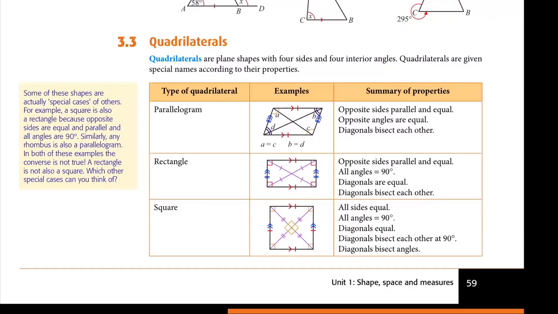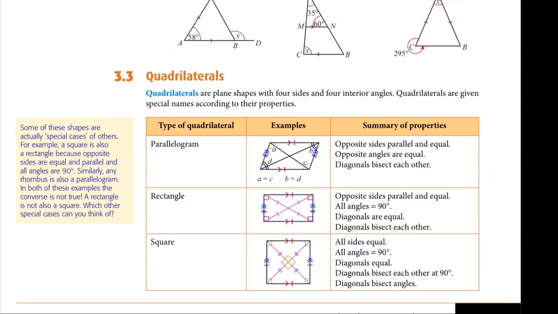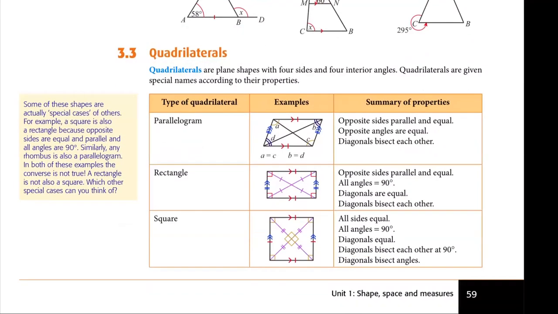Now we're doing 3.6. We are looking at quadrilaterals. So quadrilaterals are a plane shape with four sides. Okay, you must remember: quad means four, laterals means line. So you have four sides and four interior angles. Interior angle means they are inside of the shape.